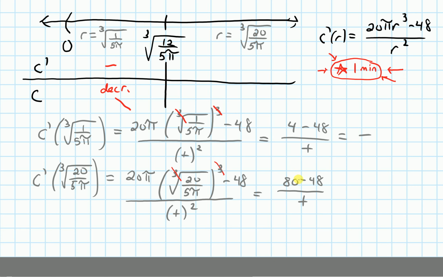So the numerator is positive, denominator is positive, so that makes this whole fraction positive. All right, so my derivative is positive on this side, which means c is increasing. C is increasing, it is rising like this.